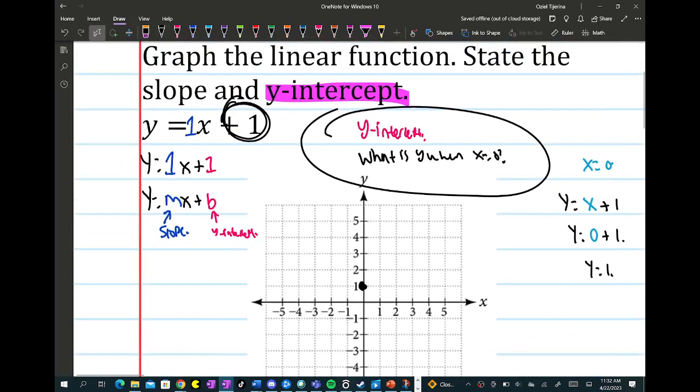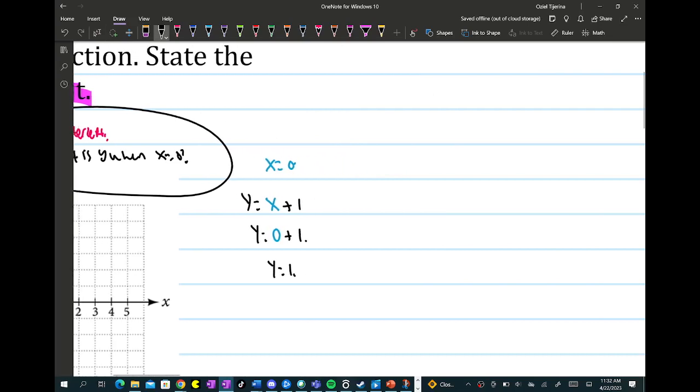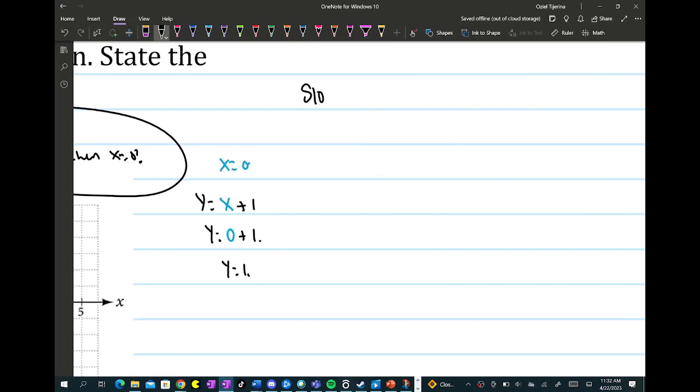Now the slope of this line is 1. Again, the slope of a line, and this is another definition, is rise over run.